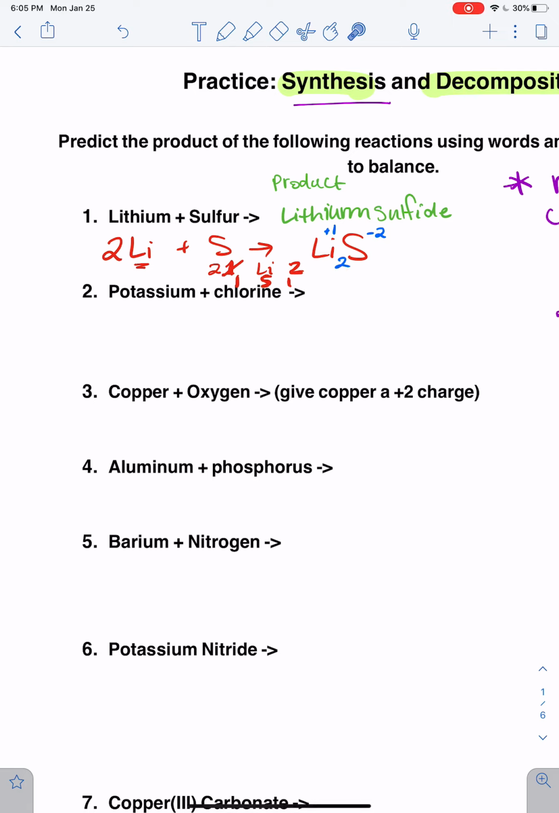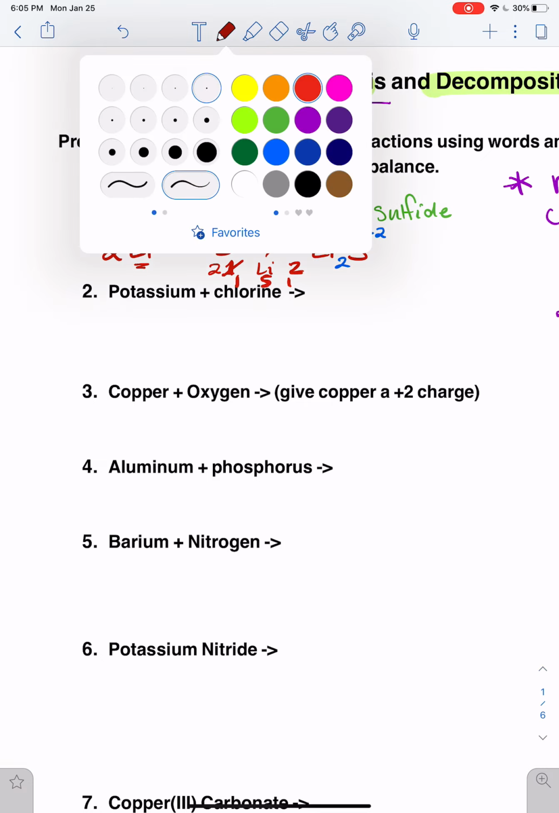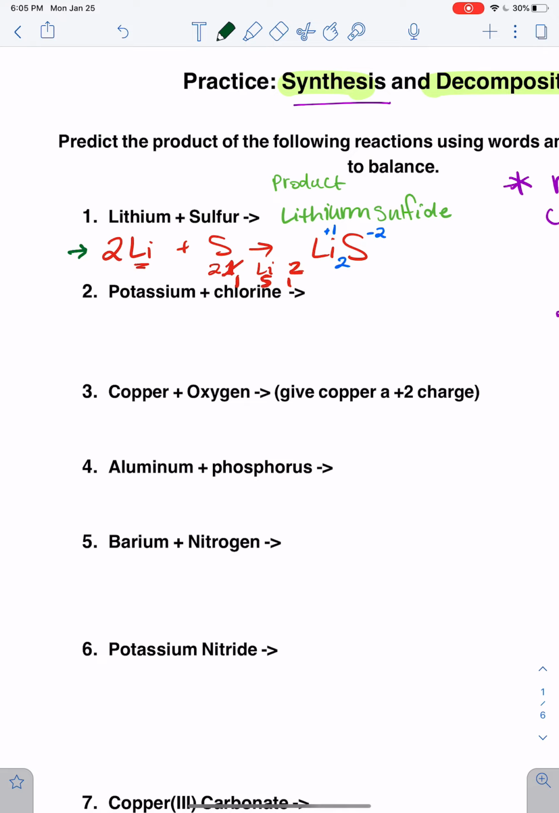Let's look at our sulfurs. I have 1 sulfur on the reactant side and I have 1 sulfur on the product side. So the sulfur is balanced, the lithium is balanced. We have our final equation right here. This is our final equation.